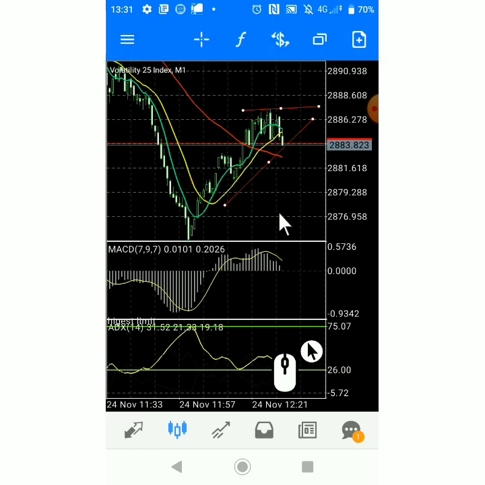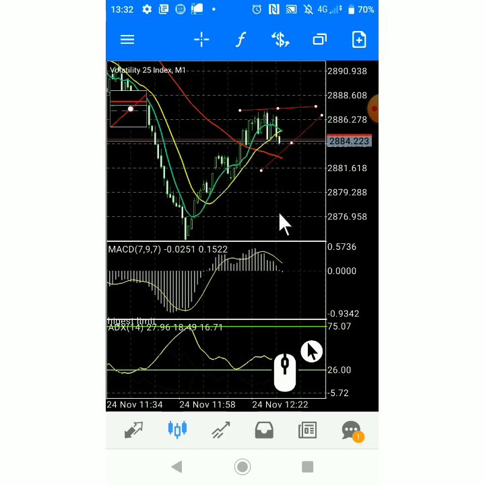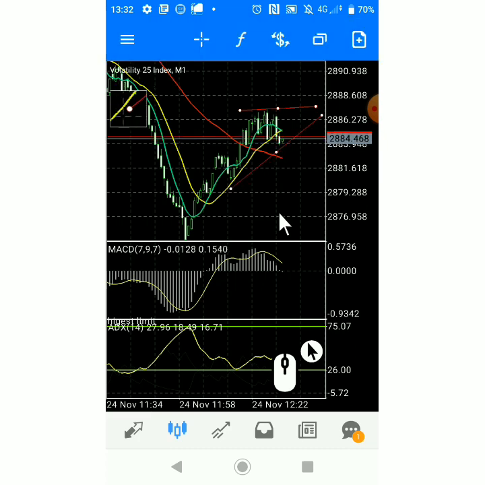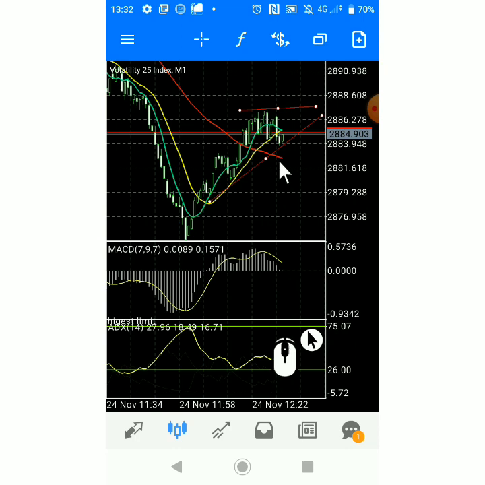I will remove this one. I'll bring this one this way and this way. Now this chart pattern I just drew, as you can see, is called an ascending triangle chart pattern.